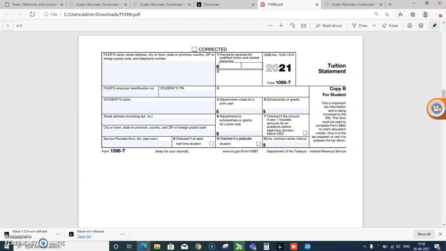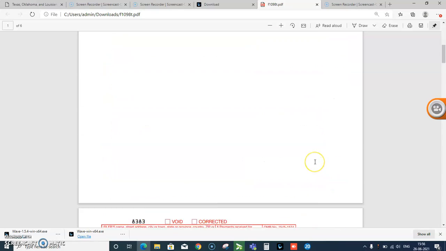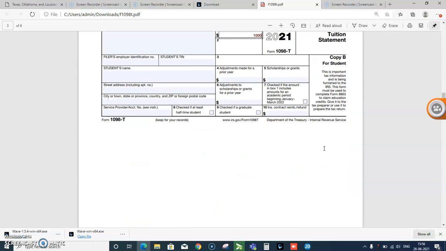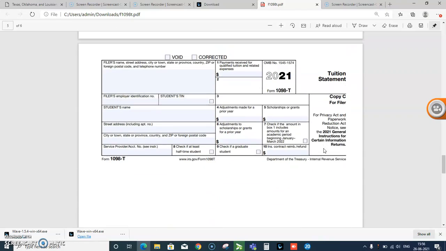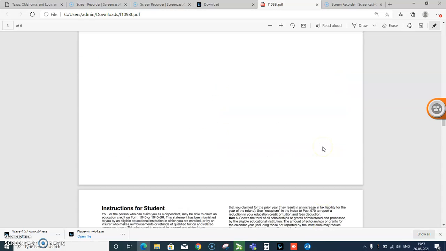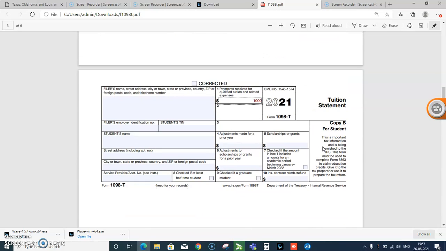So guys, if we assume the payments received for qualified tuition related expenses is $1,000, and one more thing guys, there are many copies of this form, like you can see Copy A for the IRS use only, Copy B for the student's use only, and Copy C for the filer. So these forms are available on the IRS website. You can download these forms and fill them out as per your requirement.